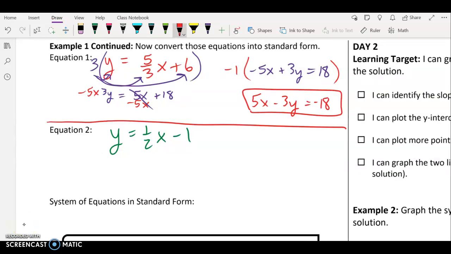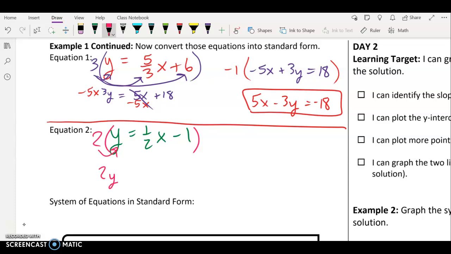Check your answer for the first equation. I've converted it to standard form. Let's remember what the steps are, and we'll go through the second equation together. So the steps are that we don't want fractions when it's in standard form, so we multiply the entire equation by the denominator. So in that first equation, the denominator was 3, so we multiplied the entire equation by 3. In this one, the denominator is 2, so I'm multiplying the entire equation by 2.